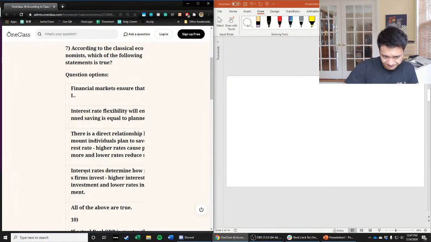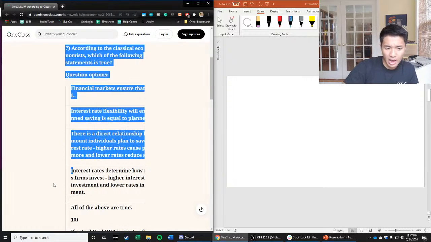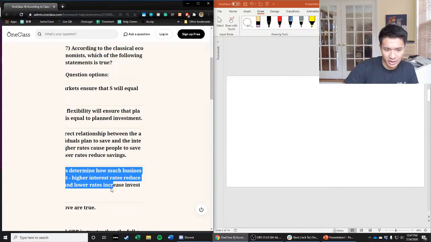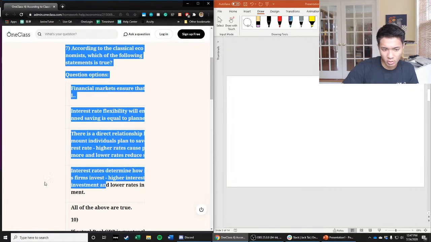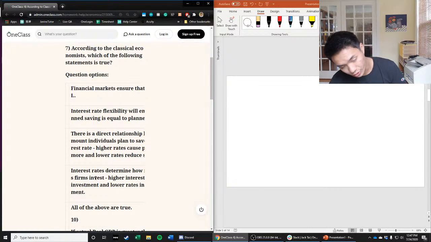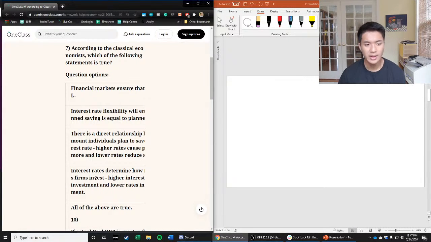And finally, interest rates determine how much businesses and firms invest. Higher interest rates reduce investment and lower rates increase investment. This is also true. We're now, instead of taking a look from the savings perspective, looking at the borrower's perspective. And from the borrower's perspective, you want low interest rates. If I'm borrowing $100,000, if you promise me a 0% interest rate, I'm much more likely to make that borrowing because I know that I only have to pay back the principal.